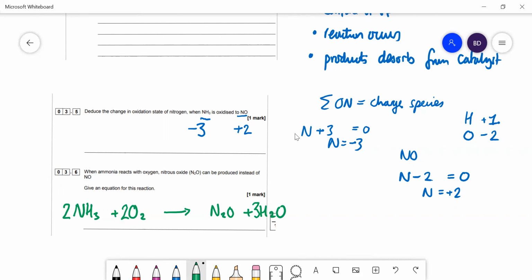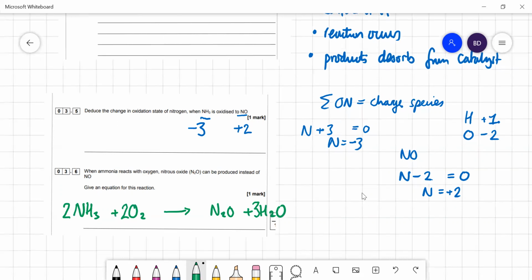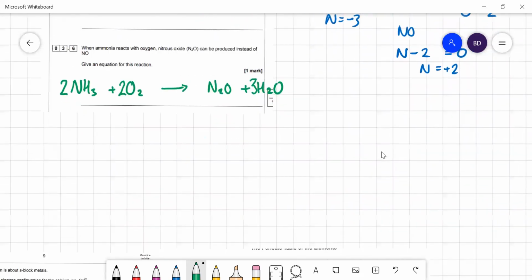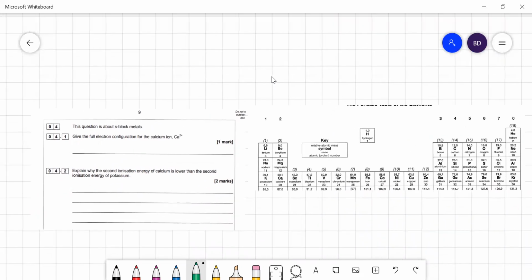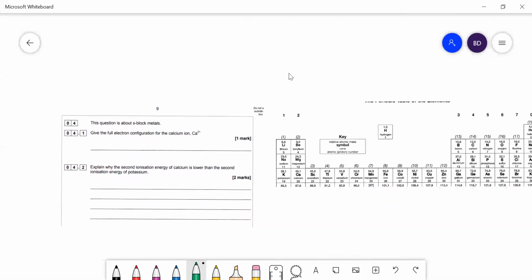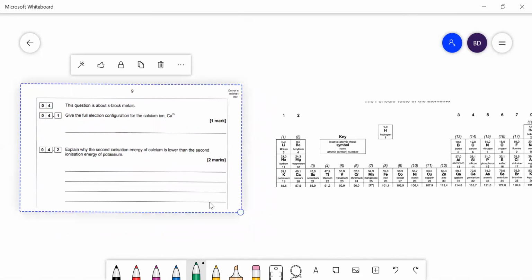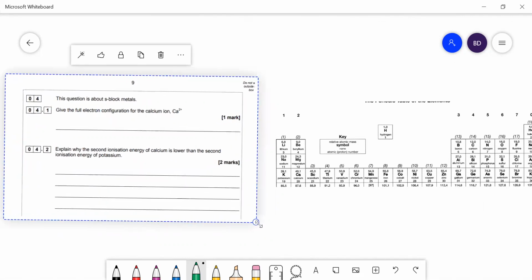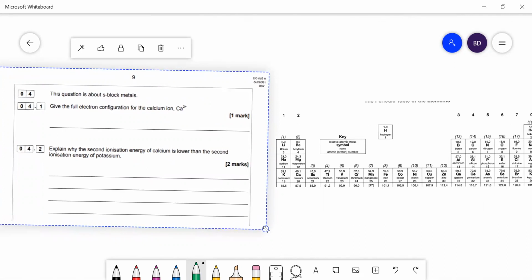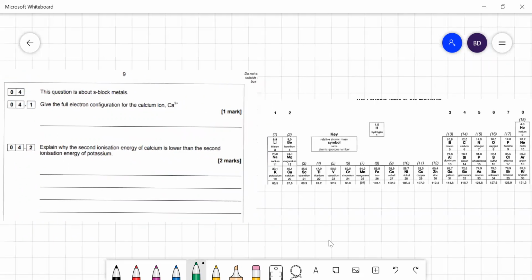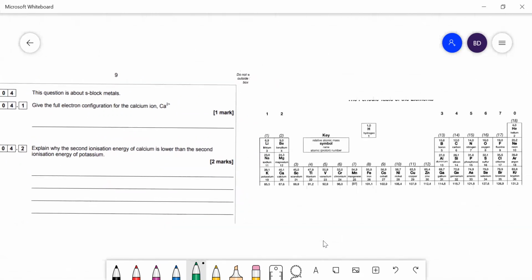Okay, right, next question. All right, this is about the s block. So, give the full electron configuration for the calcium ion. Well, let's see where calcium is in the periodic table there. It's here.